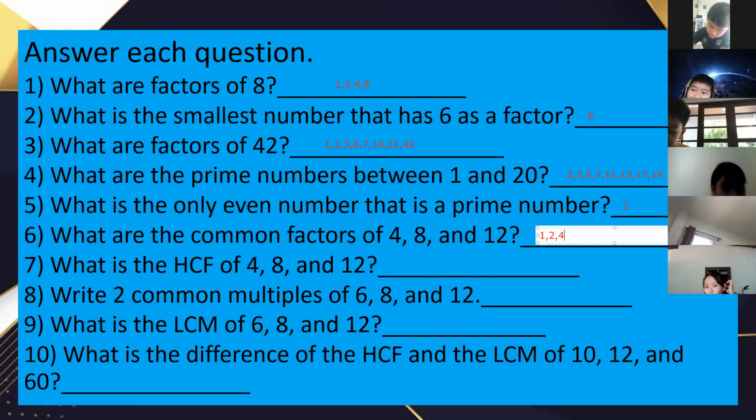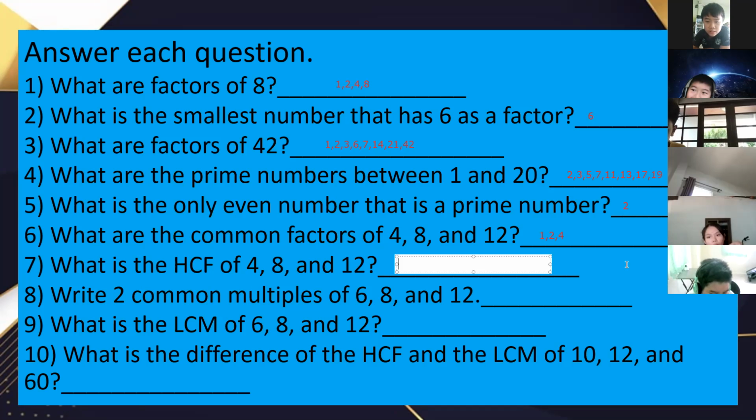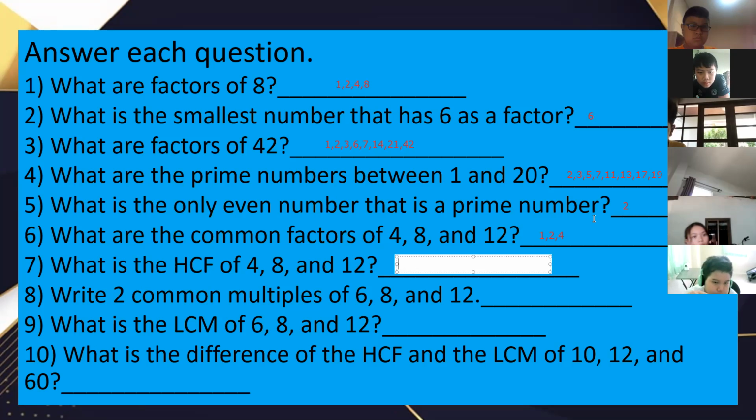Okay. What is the highest common factor of 4, 8, and 12? 4. Wait a minute, teacher. The highest common factor of 4, 8, and 12. 4. Okay. Number 8.